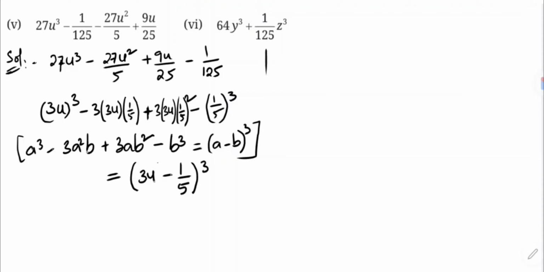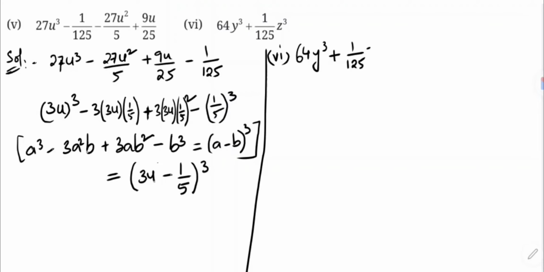Okay, now let us solve the next one, sixth bit. So in the sixth bit they have given 64y cube plus 1 by 125 z cube. Okay, so first we will write the cube. Cube of 4 is nothing but 64, so we can write 4y whole cube plus 1 by 5 z whole cube.